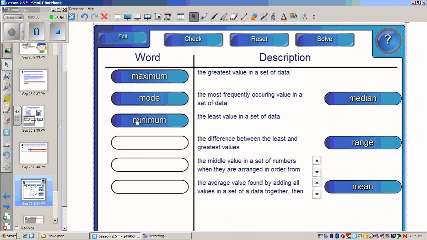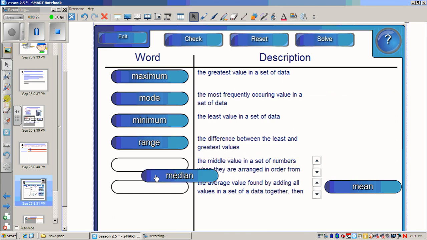Least, minimum. Okay, the difference between the least and greatest. If I'm finding a difference, I'm finding their range. So I would take my highest number and subtract my lowest number, and that's how I get the range. The middle value in a set of numbers when they are arranged in order. So if I put them in order from least to greatest, that is always going to be my median. My median is my middle number. If I have 5, it's easy because the middle number is the third number. When I have even numbers, that's when we have to do a little more work.